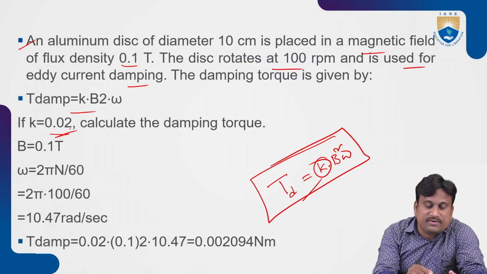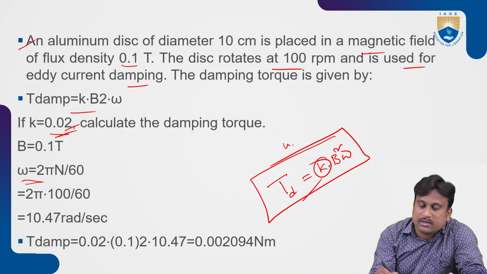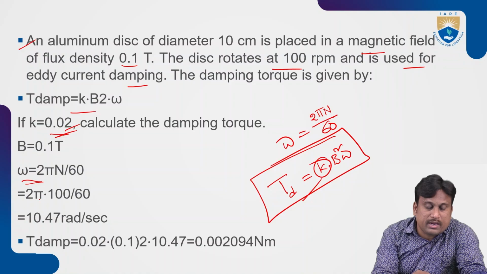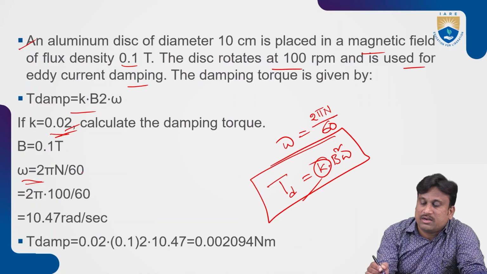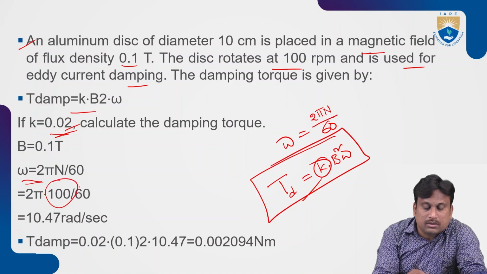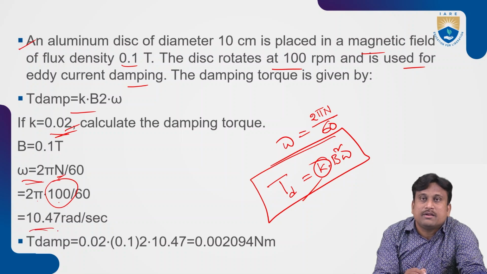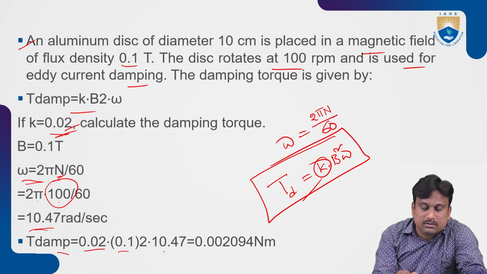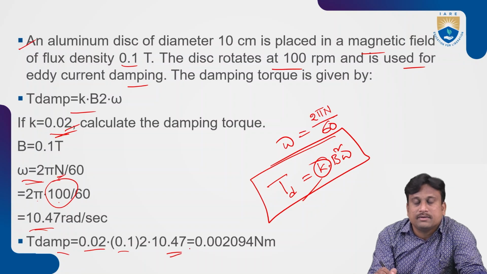So where K is given as 0.02, before that we have to calculate the omega value, where omega is treated as 2 pi N by 60. So 2 pi into N, where the speed N is given, which is about 100, so 2 pi into speed 100 by 60. Here we will get 10.47 radian per second. So damping torque is 0.02 into 0.1 whole square into 10.47.